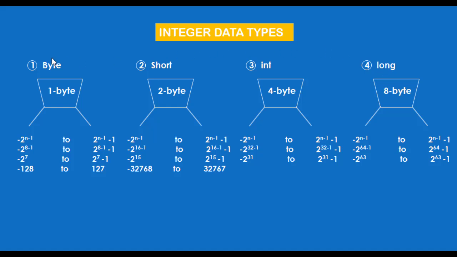Okay, and this first one, byte data type, we have 1 byte memory allocation, and this second, short, 2 byte memory allocation, and int is 4 byte, and the last one, long, is 8 byte. And this 1 byte is equal to 8 bit, and 2 byte is equal to 16 bit, and this 4 byte is 32 bit, and 8 byte is 64 bit.